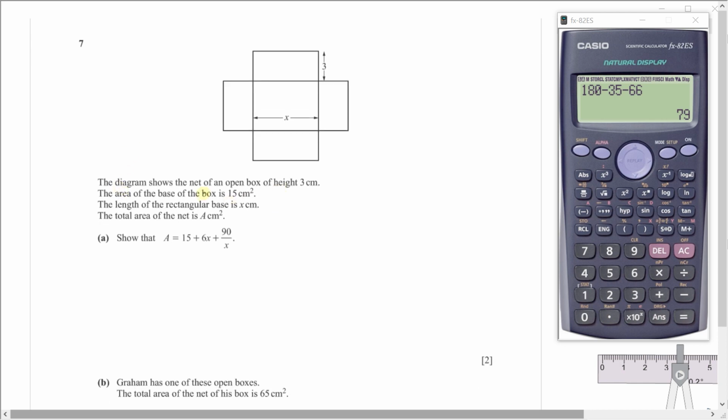Question 7 is the diagram shows the net of an open box of height 3 centimeter. The area of the base is 15. This length is x. The total area of the net is A centimeter square. Show that A is equal to this.